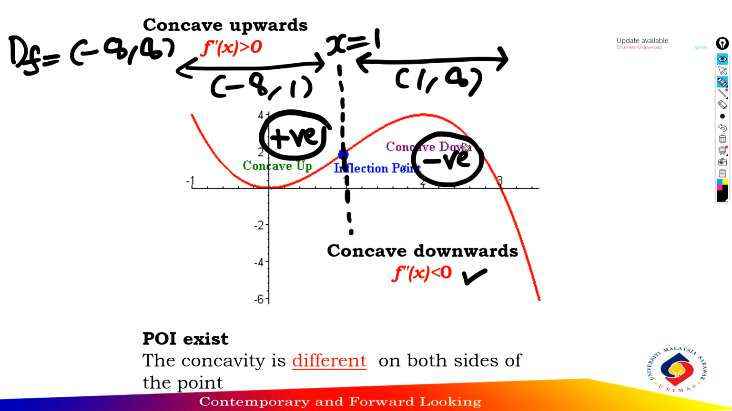From the left of the function, the graph is concave up, so you put CU, and after 1 the graph is concave downwards, so you put CD. So the conclusion here: an inflection point exists when the concavity differs on both sides of the point. From the left the graph is concave up, and after 1 the graph is concave downwards.